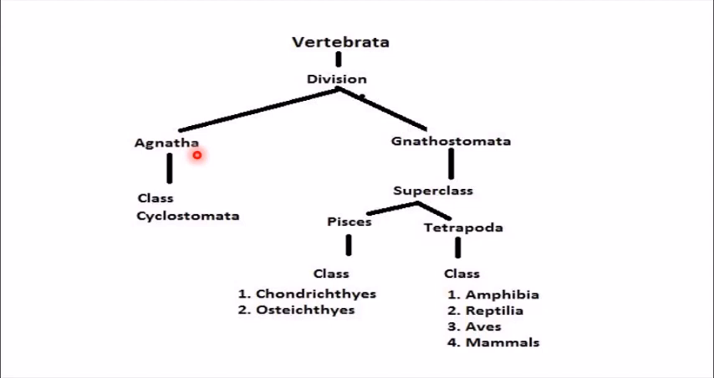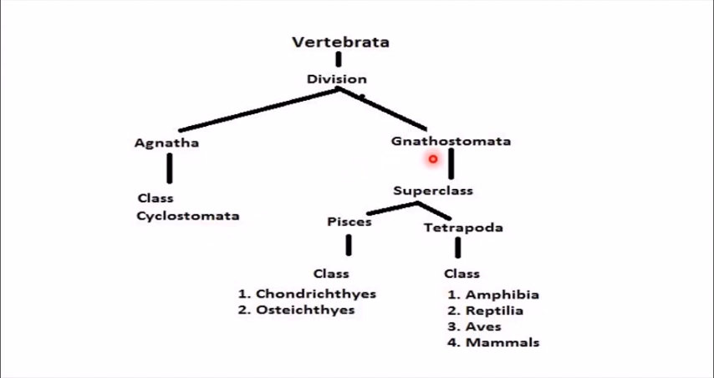Agnatha means the jaws are absent, and here only one class is there, that is Cyclostomata, which is the first class in Vertebrata. So in these organisms the jaws are absent. If you touch your jaw, jaws are present in even fishes and all the organisms have jaws. So only the organisms included in the class Cyclostomata don't have jaws.